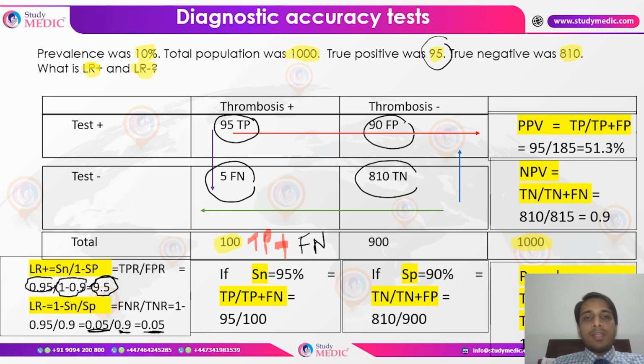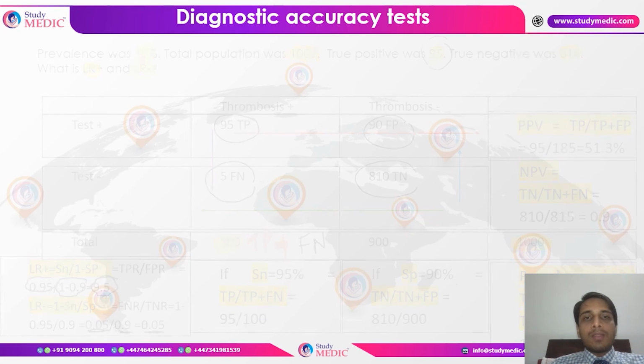Now you can see, using some of the information in the question and understanding the concept, we can write the 2 by 2 table and calculate the sensitivity and specificity, positive predictive value and negative predictive value, and also the prevalence, likelihood ratios, positive and negative likelihood ratios. So this is how we solve these diagnostic accuracy tests. Understanding the definitions is very important.